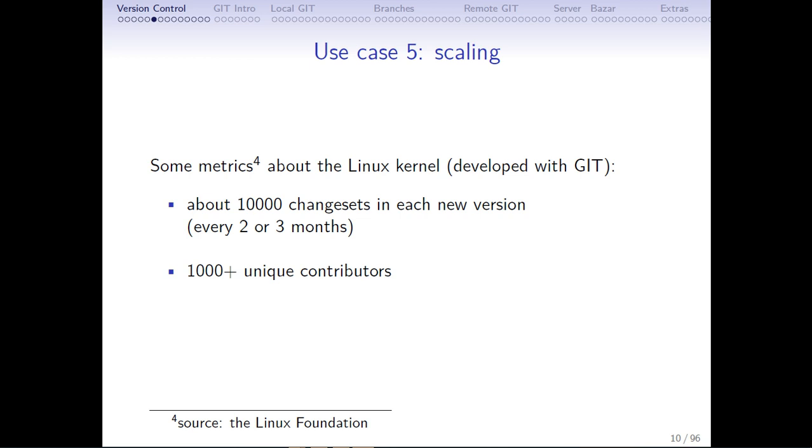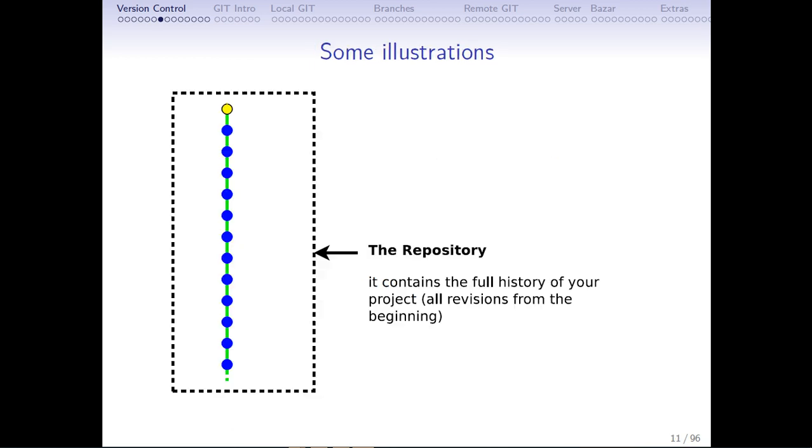Scaling. So like the Linux kernel, right? About 10,000 change sets in each new version will be there. So those changes have to be maintained by the version controller. This scaling is also taken care of by the VC.